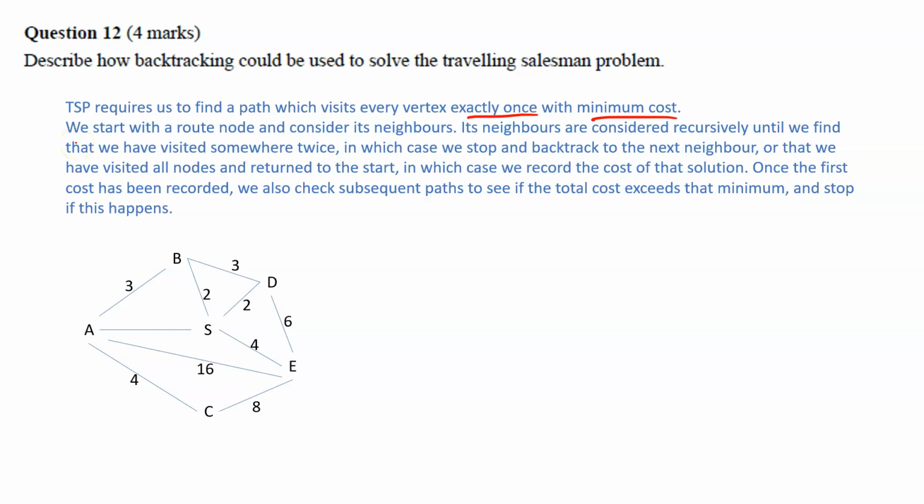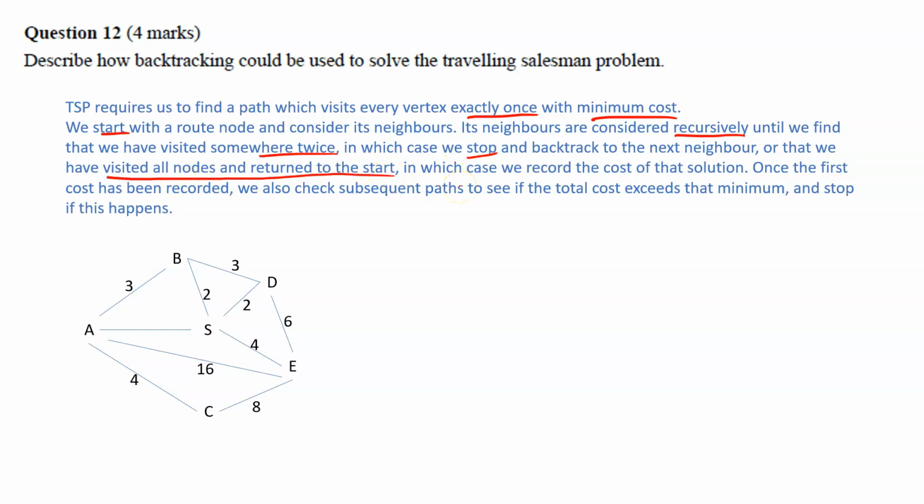Then we describe the problem, we talk about how we start, we make sure we get this idea of considering things recursively, and very importantly we describe when we backtrack, when we prune the branch. So this is when we find we visited somewhere twice, and that's when we stop and backtrack. Or we talk about how the story ends. We find that we've visited all nodes and returned to the start.